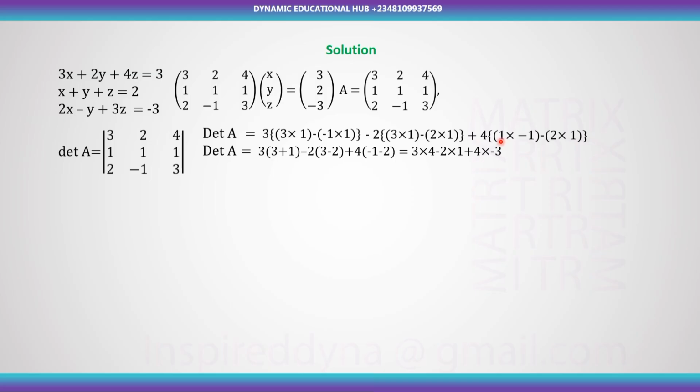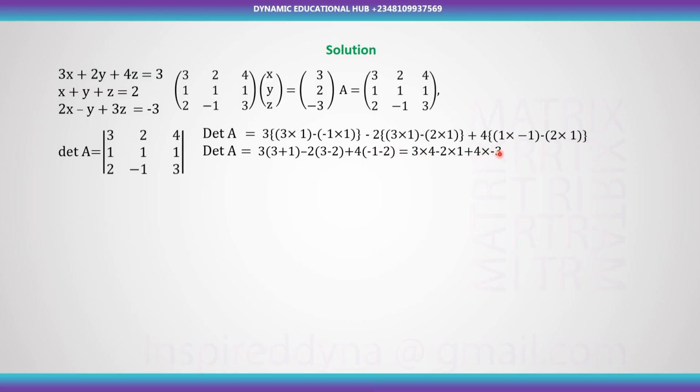Finally, to this, we have 4 outside. Then we have 1 times minus 1, and that is minus 1. Minus, we have 2 times 1, that is 2. That is minus 2. That is what we have here. So when you do this, that we have in the bracket, we're going to get 3 outside for the first one, multiplied by what is 3 plus 1, that is 4. Here minus 2, what is 3 minus 1, that is 1. That is minus 2 multiplied by 1, plus what is minus 1 minus 2, and that is minus 3.